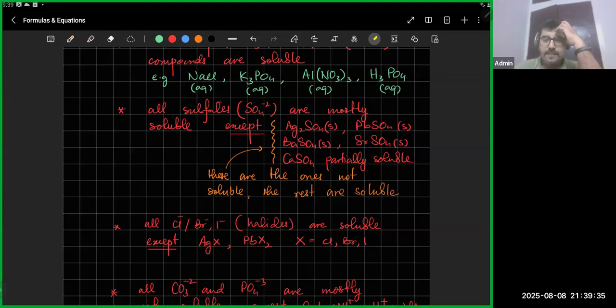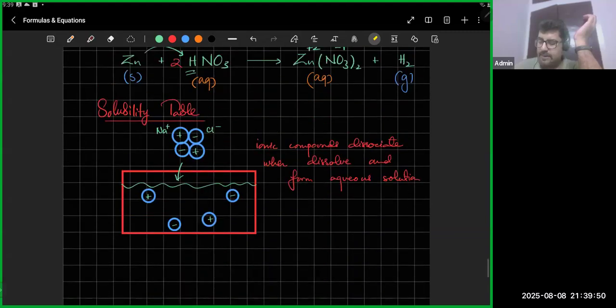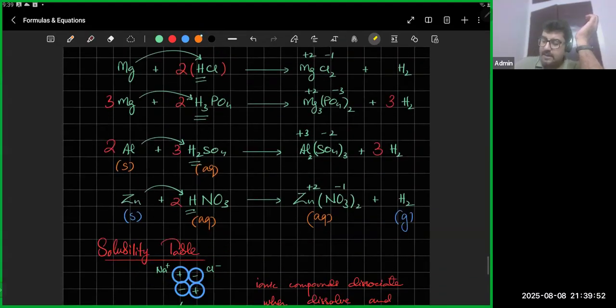Is that clear? Okay, apart from these 4, 5, these 4, 5 were the only ones that were not soluble. The rest of the sulfates, they were all soluble. So when it comes to aluminium sulfate, it's going to be soluble. All sulfates are soluble except for those 4, 5 sulfates. H2 is a gas. Okay.